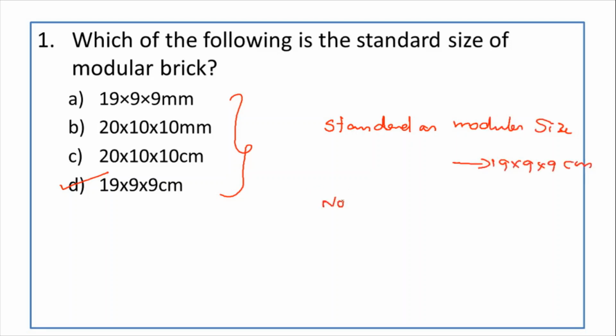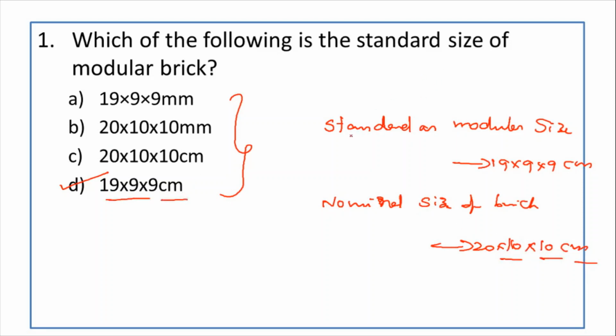Suppose if they ask you the nominal size of the brick, then it is 20 by 10 by 10 centimeter. Okay, 20 by 10 by 10 centimeter. So what is the answer here? 19 by 9 by 9 centimeter, because they have given the standard size of modular brick.